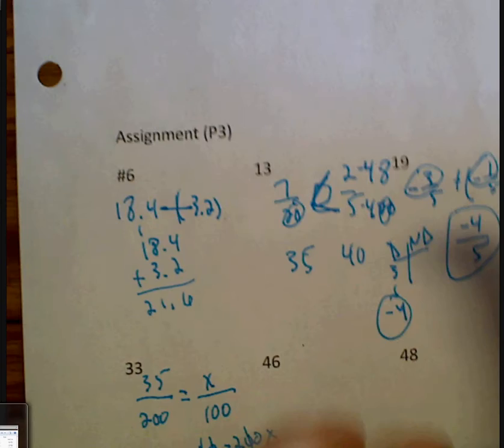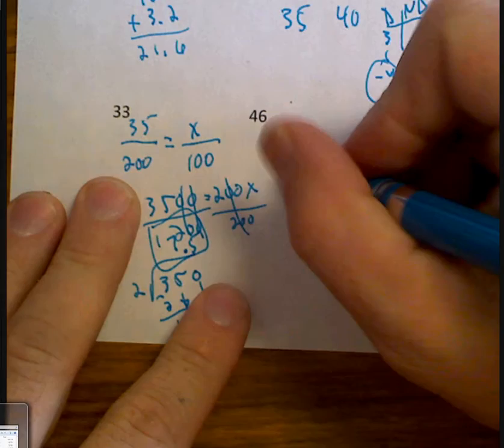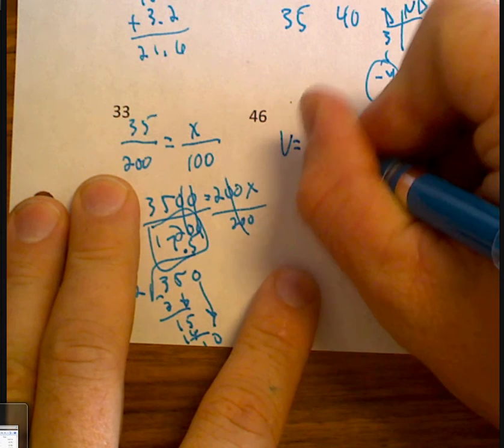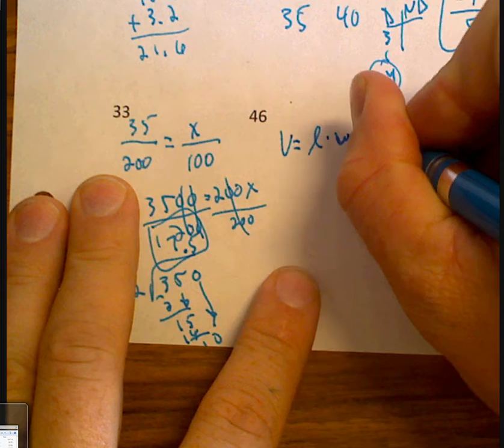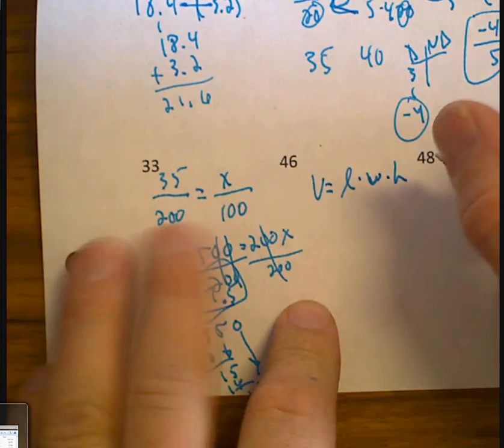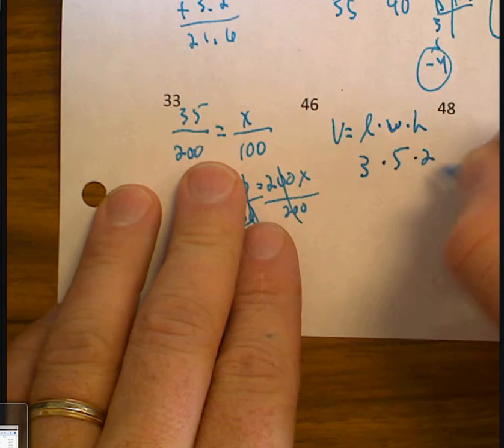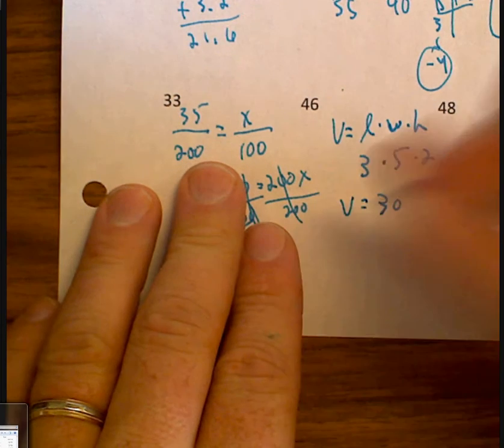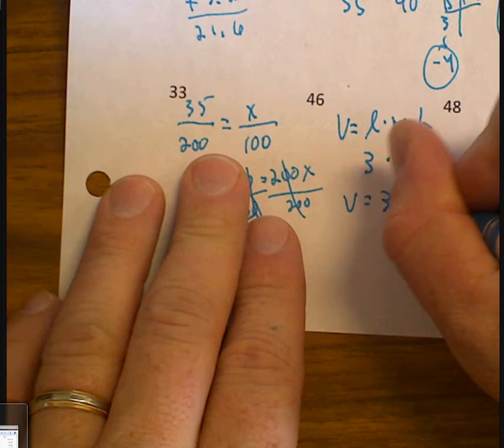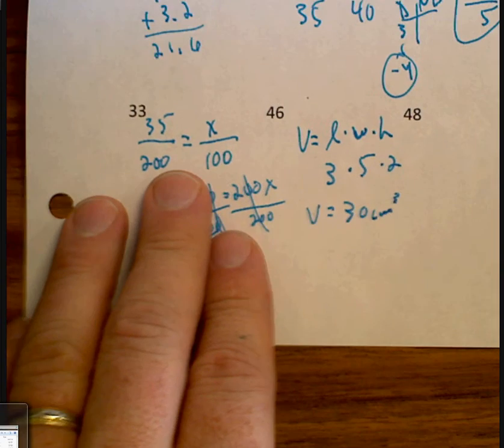Number 46, find the volume and surface area of the rectangular prism. So volume of a rectangular prism is length times width times height. So my volume is 3 times 5 times 2, so that'd be 15 times 2 is 30. So my volume would be 30 centimeters cubed.